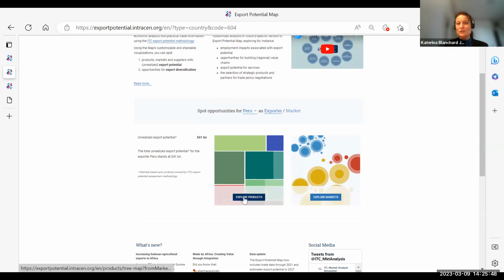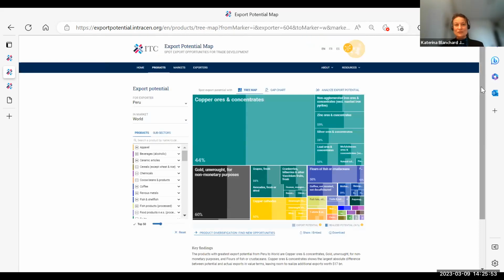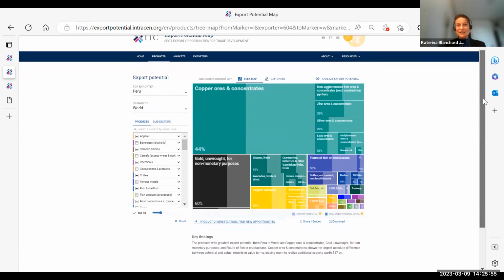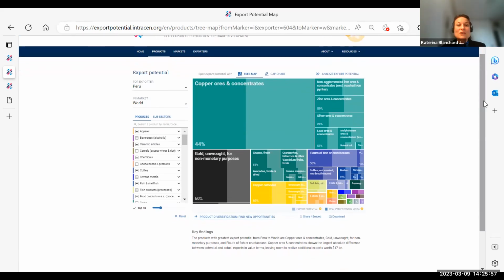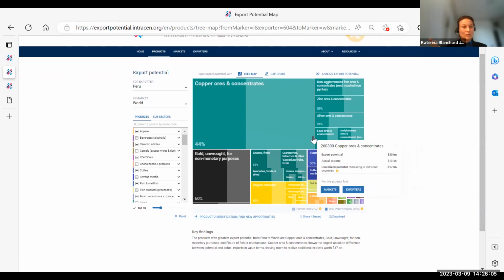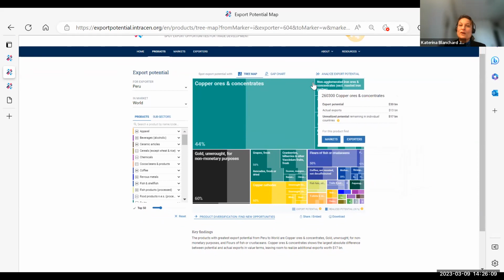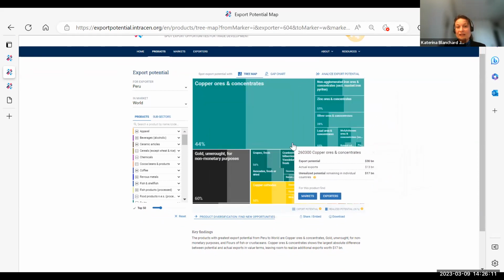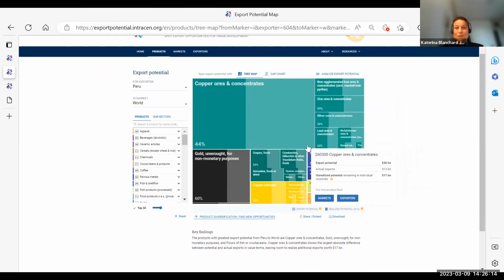Now, we would like to explore products. We would like to see where this export potential lies. By default, we will see a tree map for the top 50 products. Each product or product group is illustrated through a rectangle, and the size of this rectangle corresponds to the export potential.